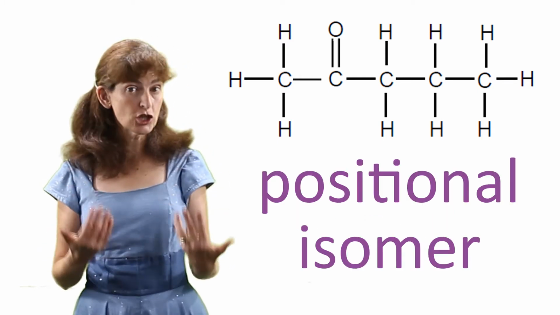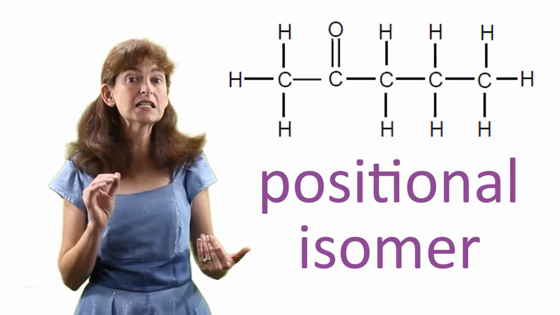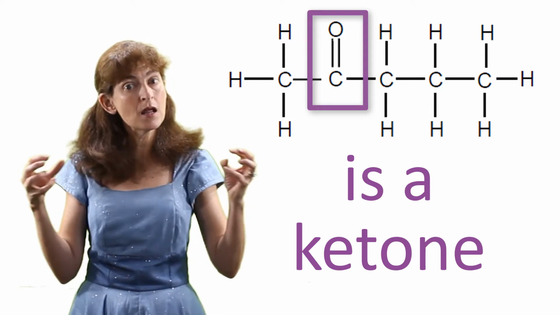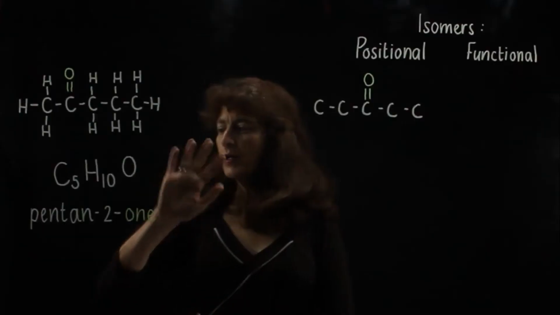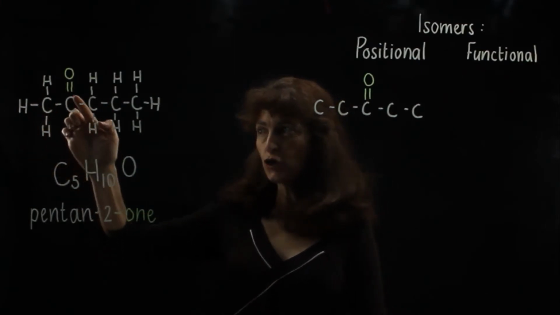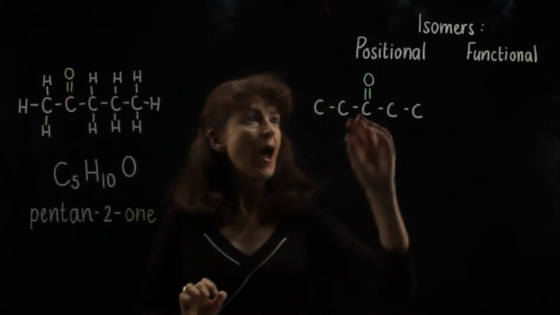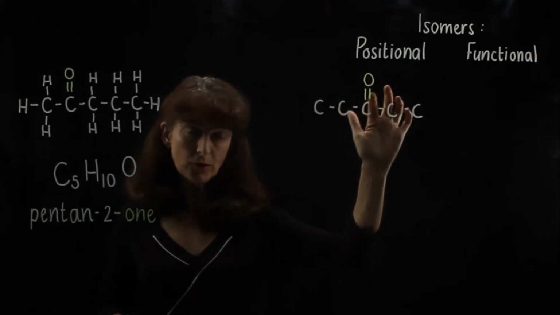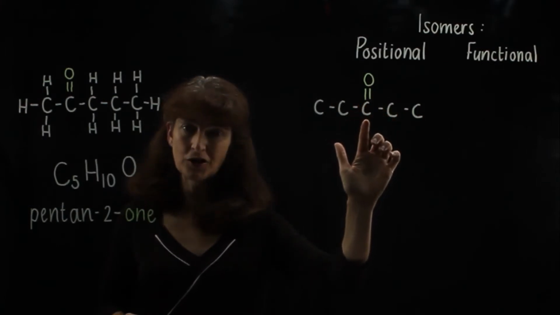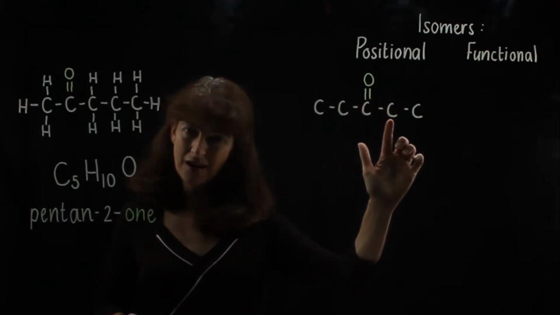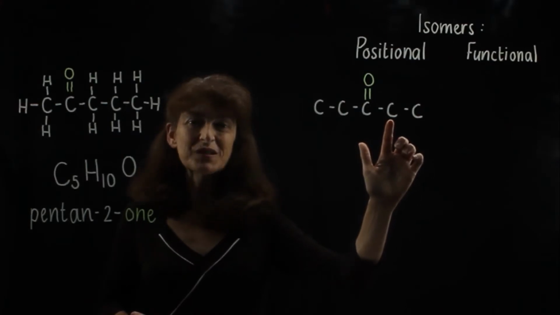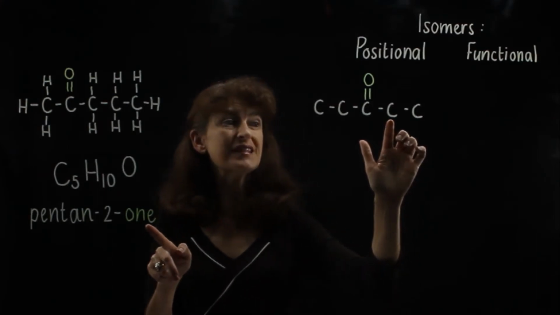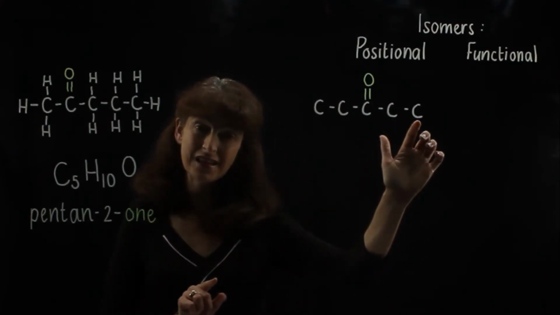The positional isomer of this compound must still be a ketone, so that carbonyl group still needs to be within the carbon chain, not at the end. So here we have pentan-2-one, and for the positional isomer, there's only one place where that carbonyl group can be, and that is on position 3. Notice that if it was over here on carbon 4, that would actually then be the same as this. It would also be pentan-2-one. Why? Because then we would have started numbering from this end.